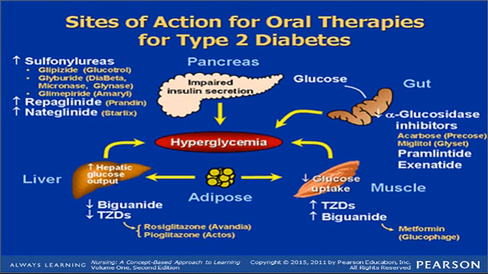DPP4 enzyme, GLP, let's see. Okay. Inhibit the DPP4 enzyme, preventing inactivation of endogenous GLP-1. So endogenous, that's made within our body. GLP-1 is a hormone that stimulates insulin secretion from the beta cells. So this DPP4 enzyme kills this hormone that stimulates insulin secretion. So the DPP4 inhibitor blocks that so that your beta cells can secrete this hormone and increase your insulin secretion.